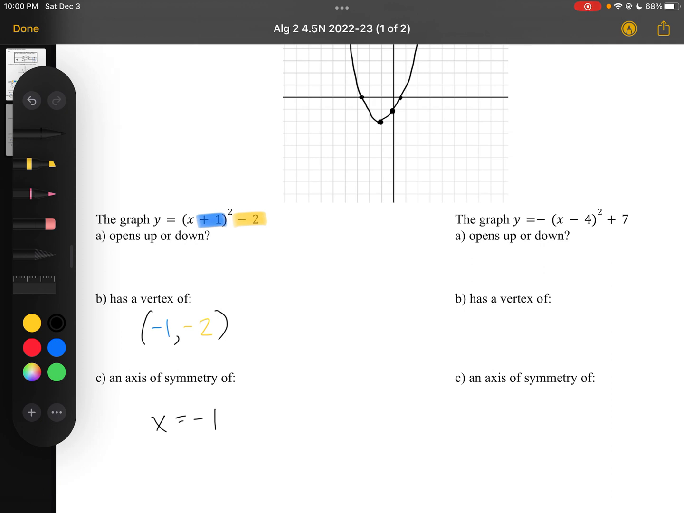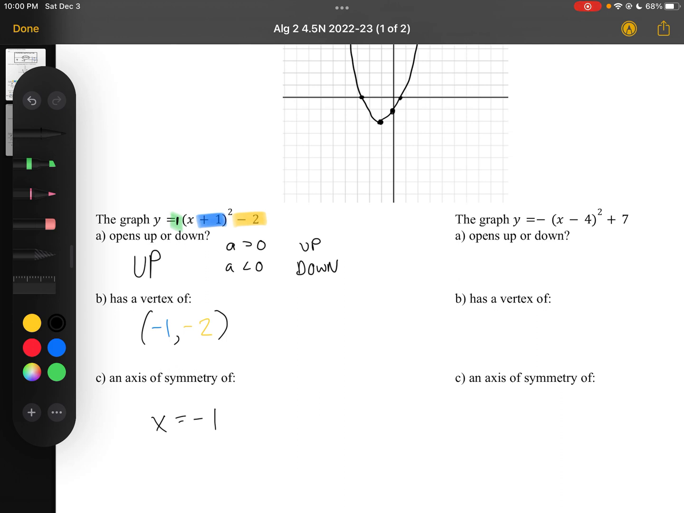So x is just -1. And then our last piece here, if it opens up or down, this is actually the same as before. If a is greater than 0, it opens up, and if a is less than 0, once more, it opens down. So in this case, our a value is just that number that's hiding in front of the function. So we don't see a number written here, but we know that if there's nothing written, it's just a 1. So it is a positive 1 in this case, which is greater than 0. So we do see that this one opens up.